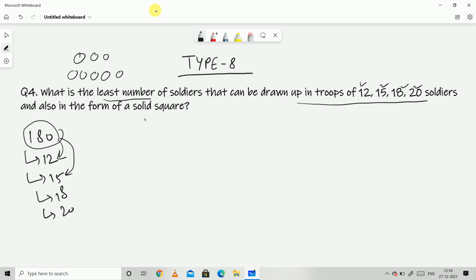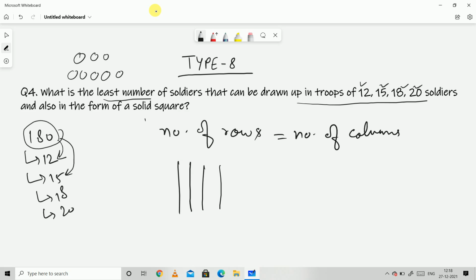Okay, it simply means that if you divide the square into rows and columns, then the number of rows is equal to the number of columns. Then only the length and breadth of the square will be the same. For example, if I have 3 columns, then I'll have 3 rows. Then only a square will be formed. Then only this side and this side will be equal. Okay. Or if I have 4 columns, then I will have 4 rows.